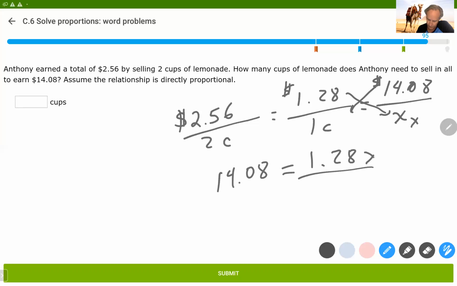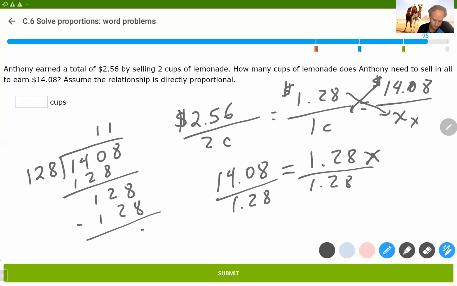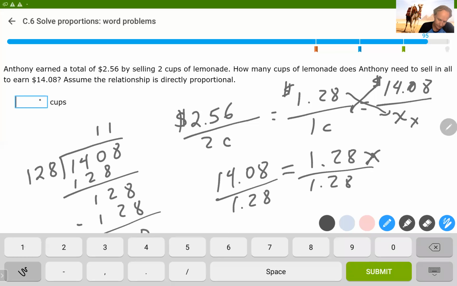Divide by 1.28. Move my decimal over 2 places. We're talking about 128 into 1408. Goes in once. And that is 128, 11 times. And that would be 11.